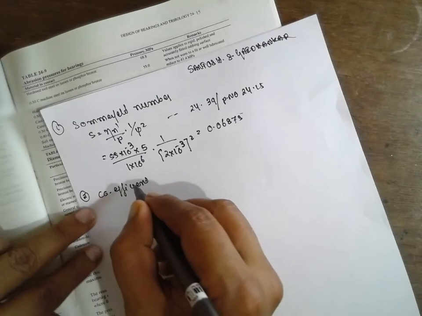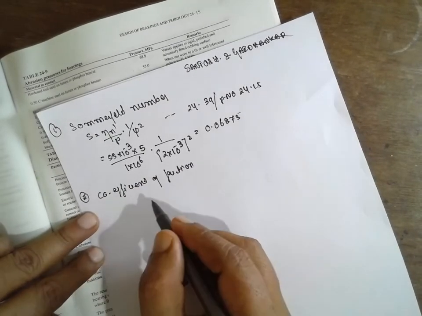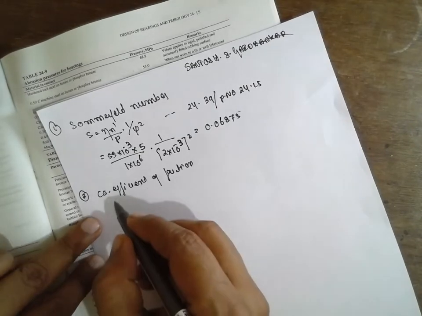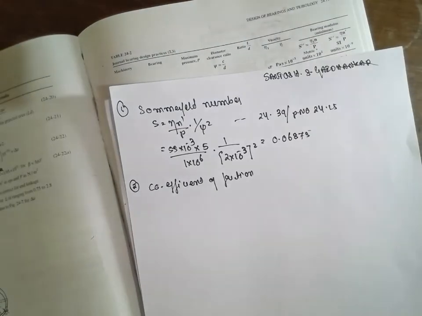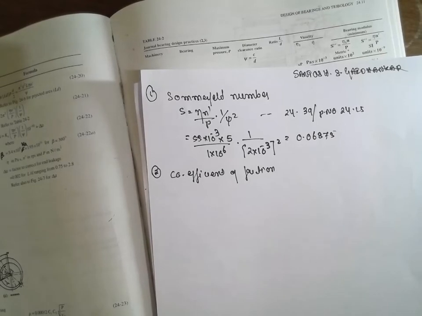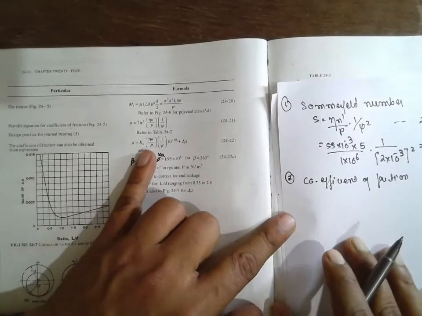After knowing the Sommerfeld number, I will go for the coefficient of friction. There are two methods for finding the coefficient of friction. Instead of going for the table method, you can go for the formula or graphical method. For the coefficient of friction, you have to go for the formula. This is the formula I am using.